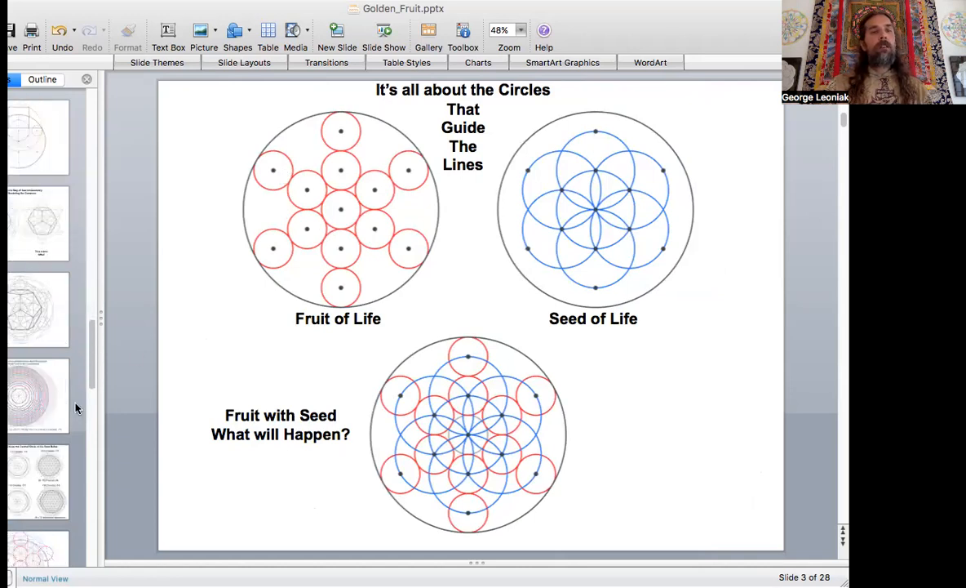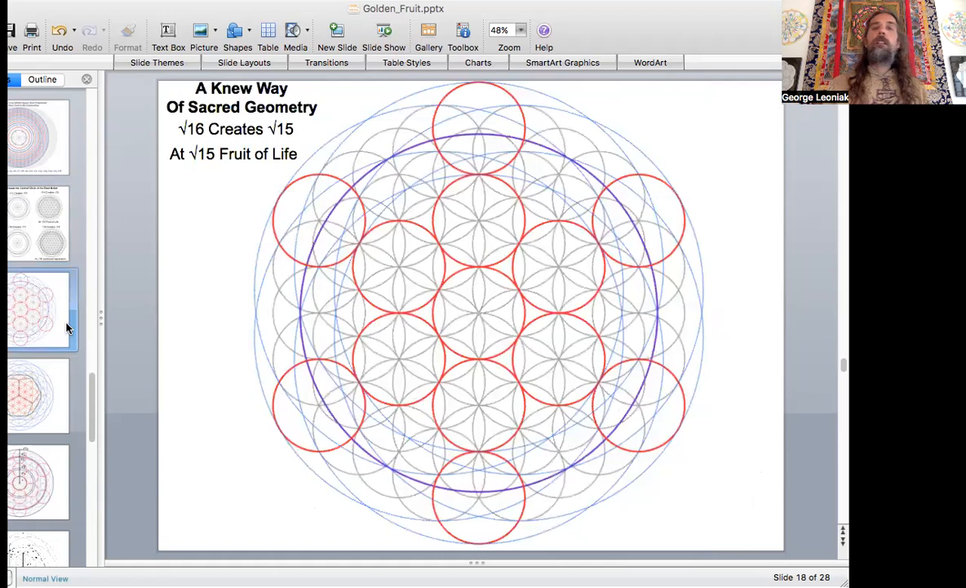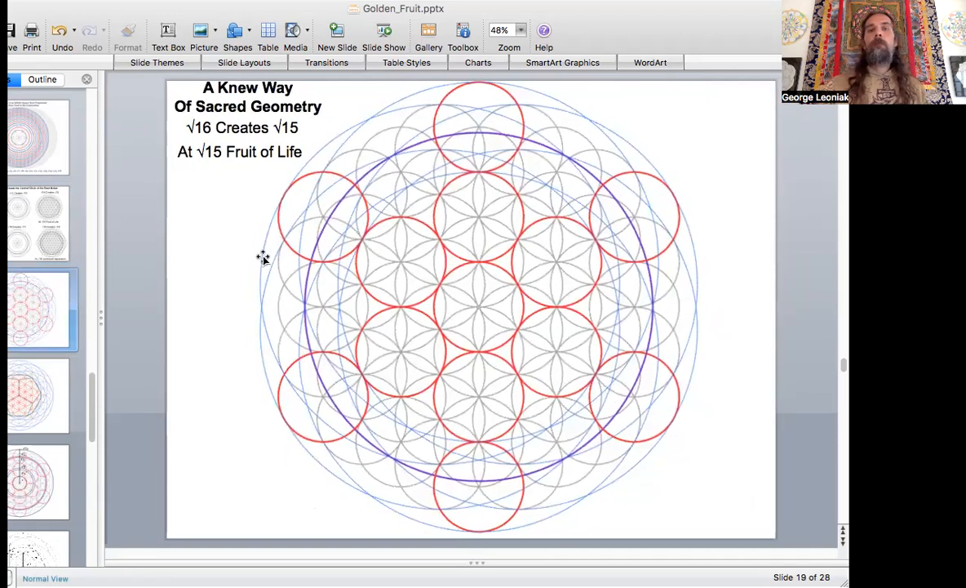So let me go back to that last slide. And so we've got the unit root 15 circle here, and I guess I could show it on this one, 1, 2, 3, 4, 5, all the way out to the end there. So we can go and get the root 15, and that became one of the key circles in the diagram.